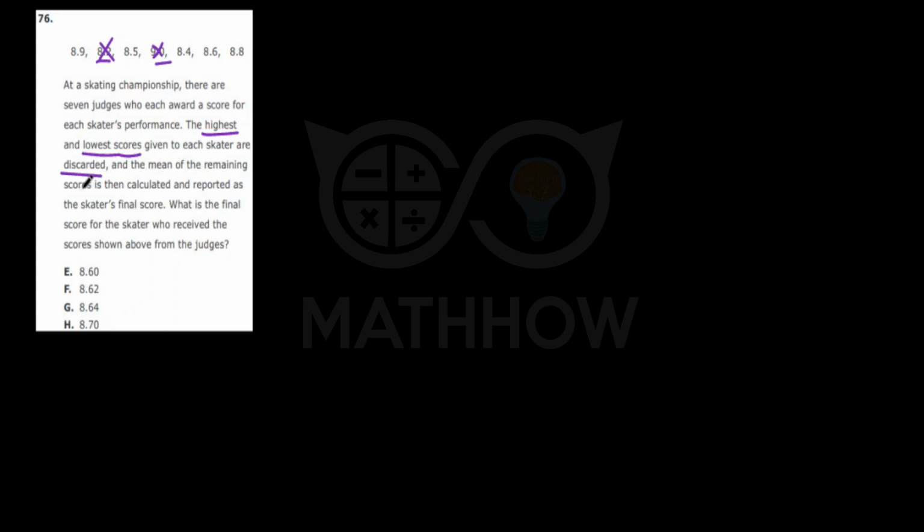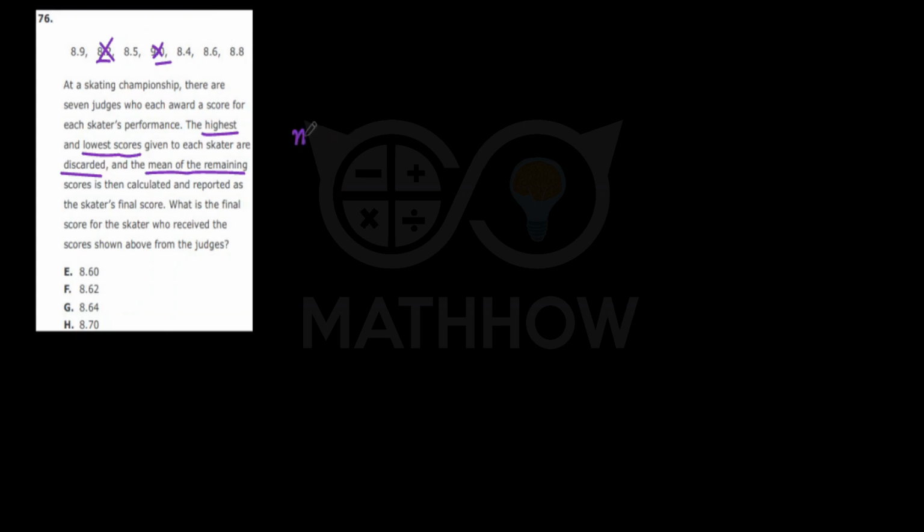And the mean of the remaining scores is then calculated and reported as the skater's final score. What is the final score for the skater who received the scores shown above from the judges? Highest and lowest are discarded, and the mean is the final score of the skater. So calculate the mean of the remaining scores.